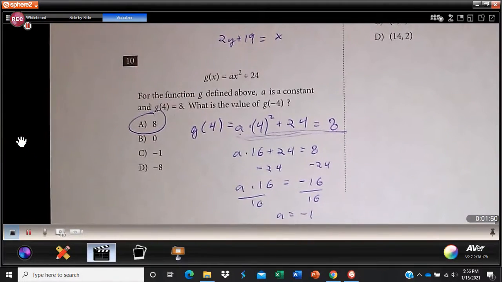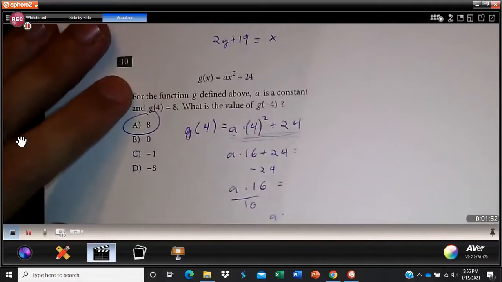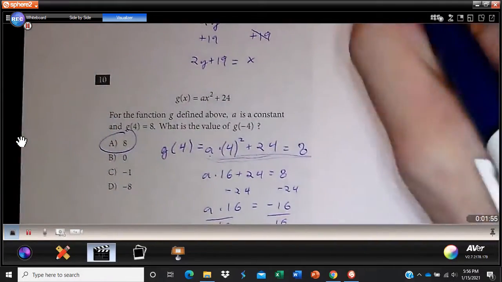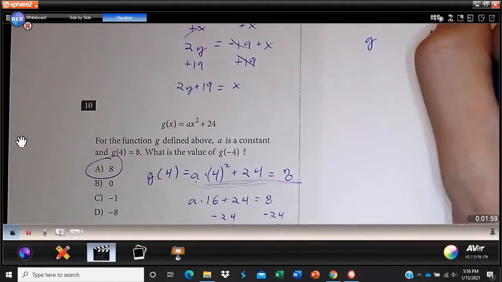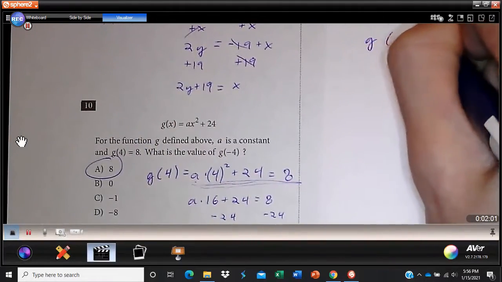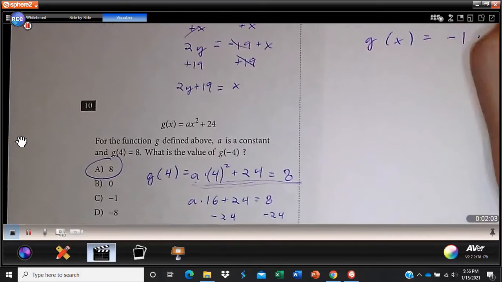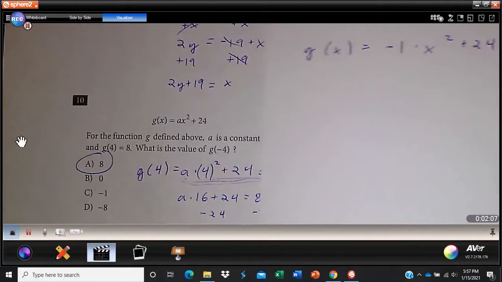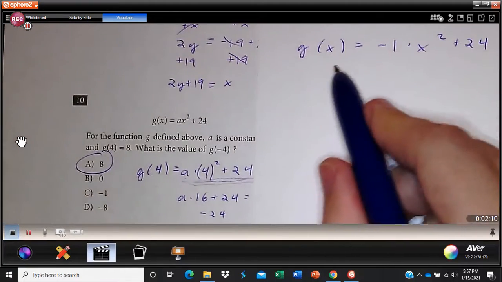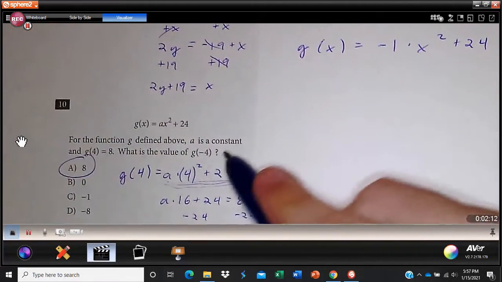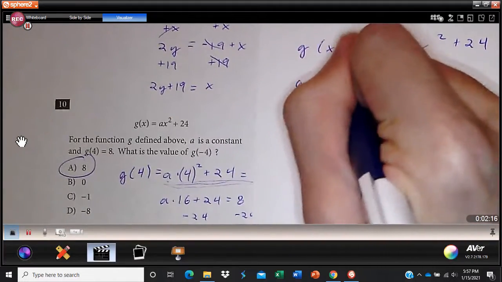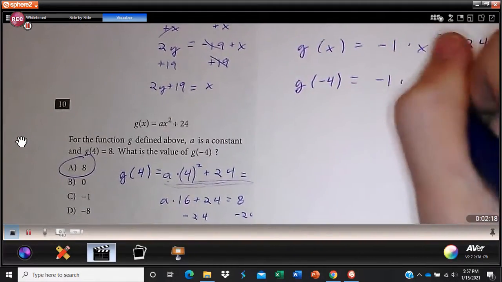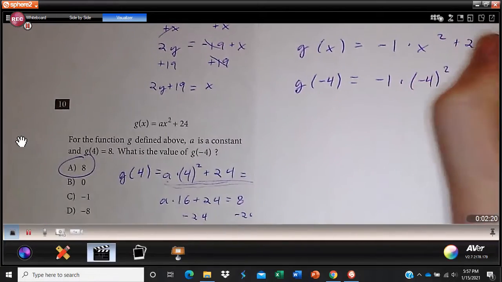And I'm going to need some more paper. So I found what a is, and so we can rewrite g of x to be negative 1 times x squared plus 24. Now that we've solved for a, we can know exactly what this expression is. So now we need to find the value of g of negative 4. So I'm just going to plug in negative 4 for the x value: negative 1 times negative 4 squared plus 24.